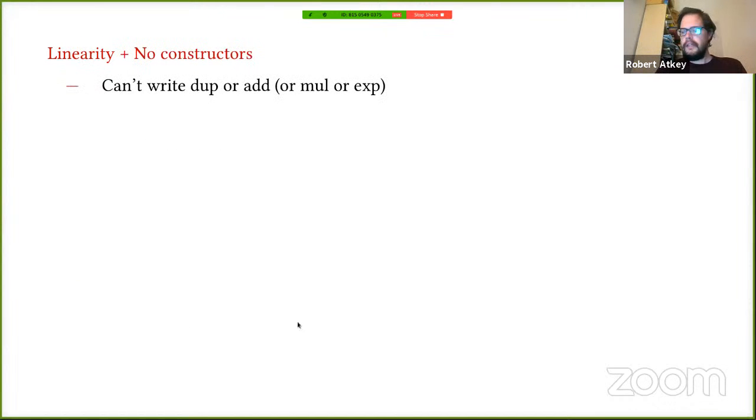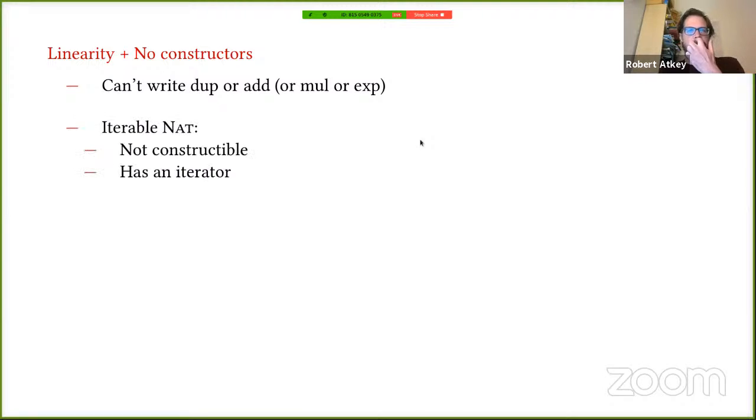So let's prevent the user from actually constructing any numbers. It seems a bit harsh, but let's see where it takes us. If we're not allowed to construct any new numbers, we can't write duplicate or add or multiply or exponential. And the question arises: can we indeed write anything?